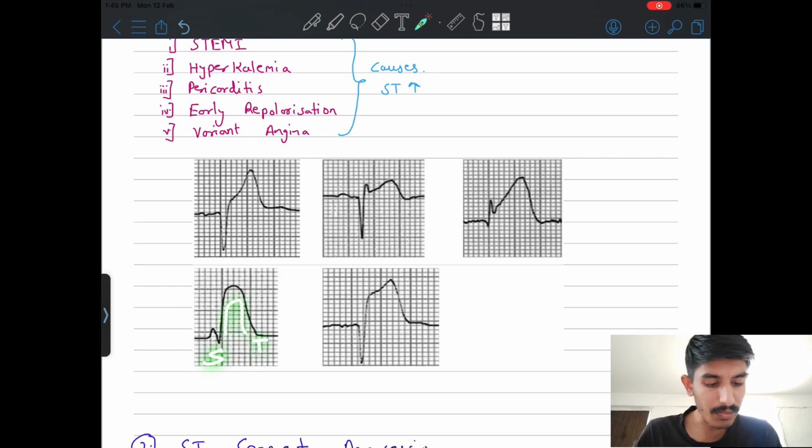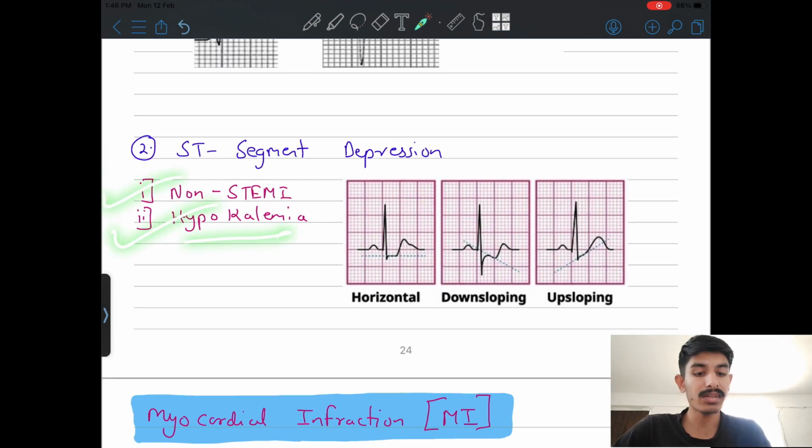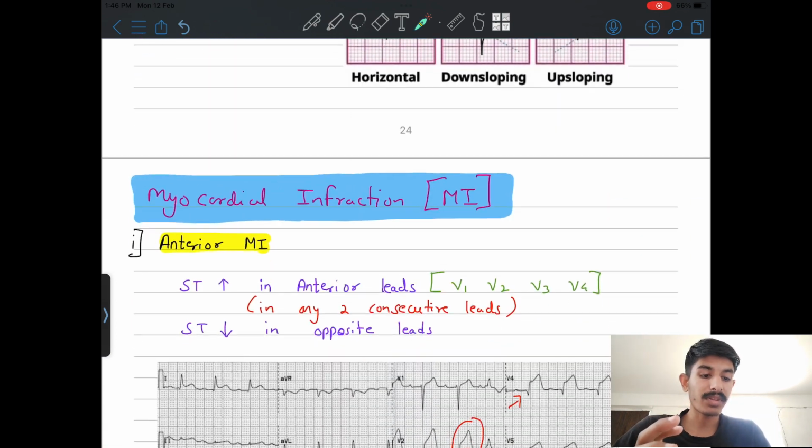So as you can see, it is upward, upward, upward, upward, and upward. So it is elevation. And depression? What is depression? Simply, it will go in a downward shape. Non-STEMI and hypocalcemia, because hypercalcemia is coming here. Okay, these are the two types.